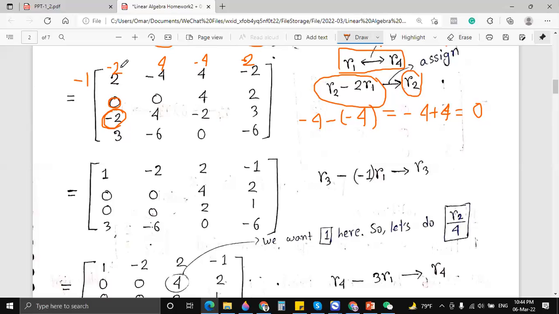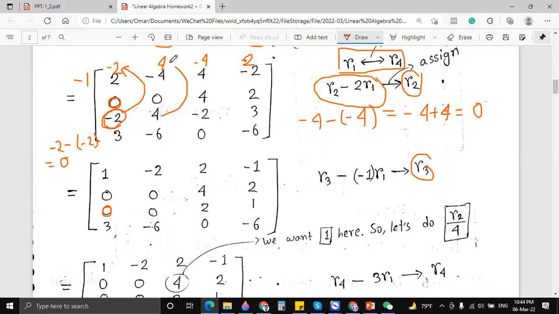Now we have to subtract the first row from the third row. That means minus 2 minus minus 2, and we assign that number to the third row. Minus 2 minus minus 2 will become 0. So that's why I write down 0 here.